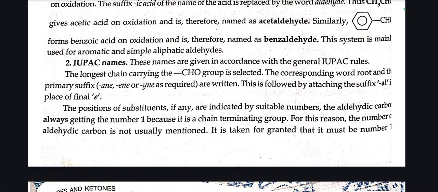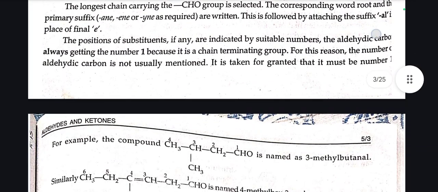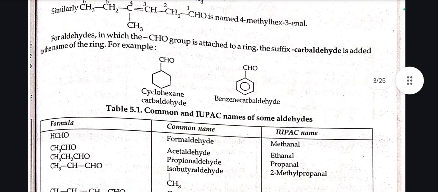For example, the compound is named 3-methylbutanal. Similarly, the compound is named 4-methylhex-3-enal. For aldehydes in which the CHO group is attached to a ring, the suffix carbaldehyde is added to the name of the ring. For example, cyclohexanecarbaldehyde, benzenecarbaldehyde. Ketones.